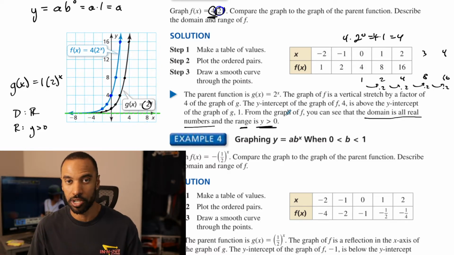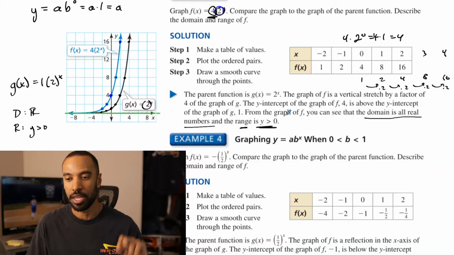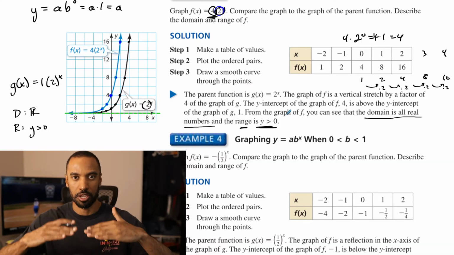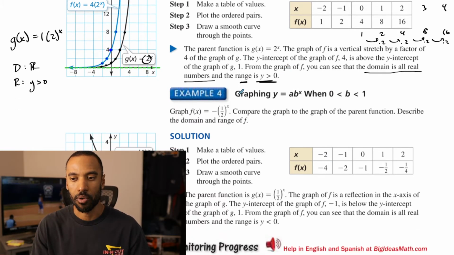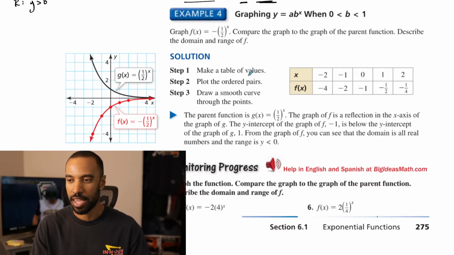Get used to your ranges being limited on exponential functions, being greater than or less than whatever your asymptote is. And if we're not transforming our function by translation, it's going to be above or below 0. Case in point, we are going to have some negative graphs here.